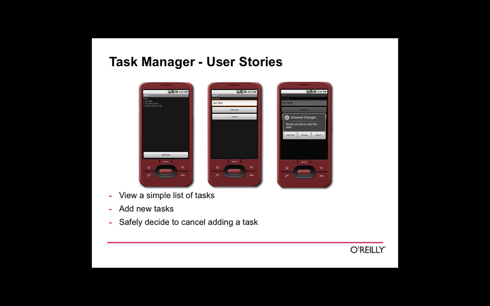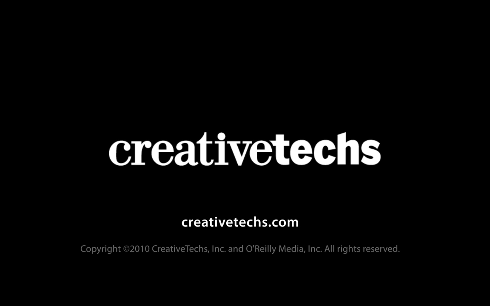And I want to be protected from anything, like say I want to cancel out of adding a task. I want to make sure that task is going to be discarded and not added to the list, and I want to be prompted in case I back out of that screen if I entered some information. So just basic form protection workflow stuff. So we're going to add all of that stuff today.